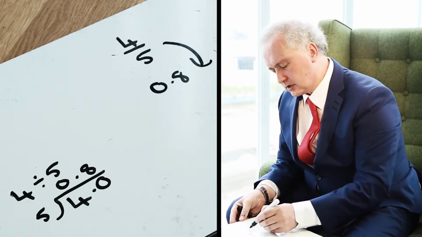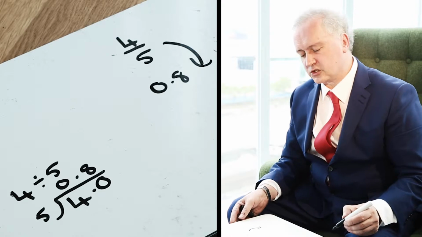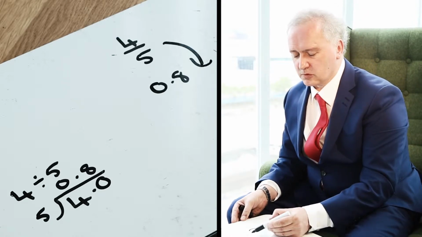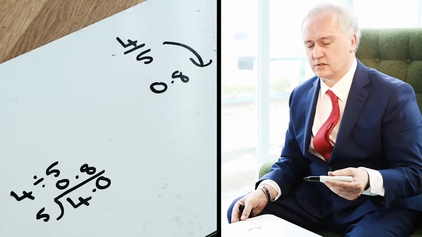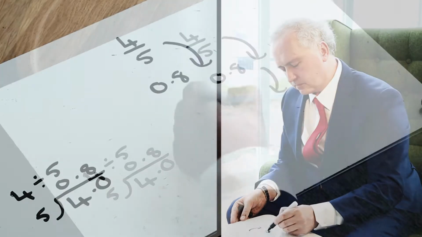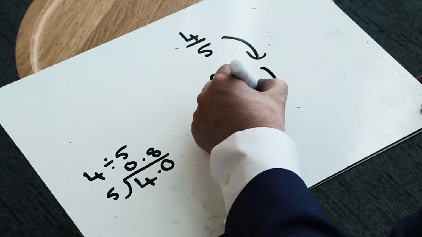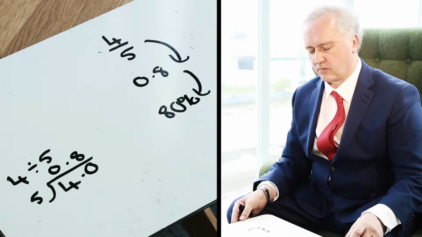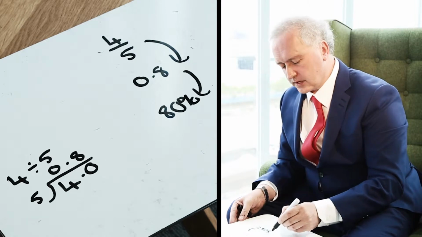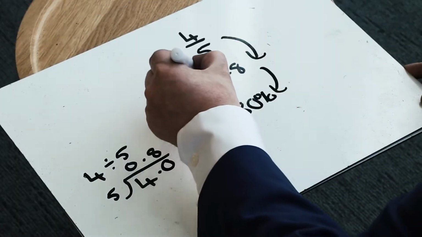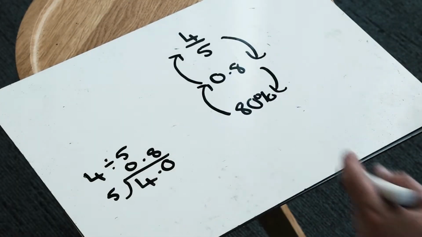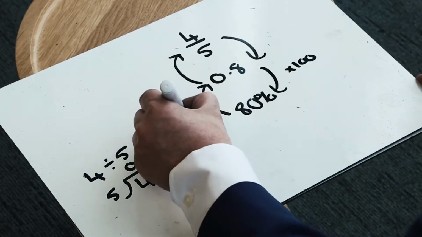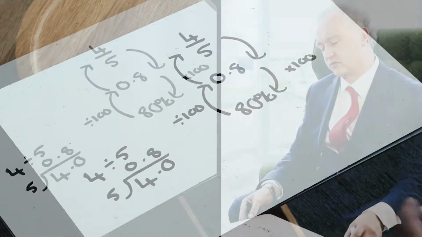Changing from a decimal to a percentage is incredibly straightforward. We just take our decimal, 0.8, we times it by 100, and then we have 80%. So my final answer here is that 4/5 is equivalent to 0.8, which is equivalent to 80%. If we wanted to go the other way, from 80% back to 0.8, we're effectively dividing by 100. So in this direction we're timesing by 100, and going back, we're dividing by 100.